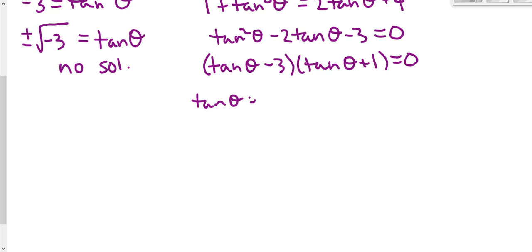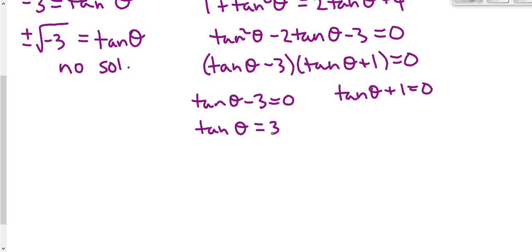Okay, set each factor equal to 0. Tangent theta minus 3 equals 0. Getting ahead of myself. And then we have tangent theta plus 1 equals 0. Now let's solve each one. So the first one, tangent theta equals 3. This is not an exact value we're familiar with. We know like square root 3 or square root 3 over 3, but not just plain old 3. So this is one we're going to do with the calculator, and we'll approximate it.